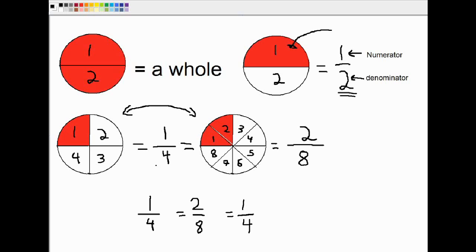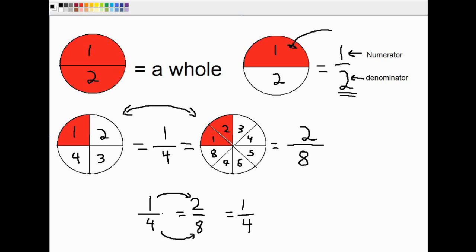If we look at the mathematical relationship between these numbers, well, 1 over 4 definitely looks different than 2 over 8. The numbers are different. So the question you have to ask yourself is, well, how did the numbers change? And here we're changing 1 to 2, and here we're changing 4 to 8.